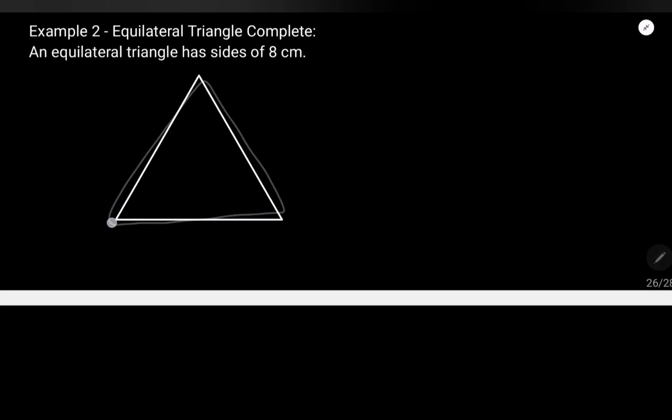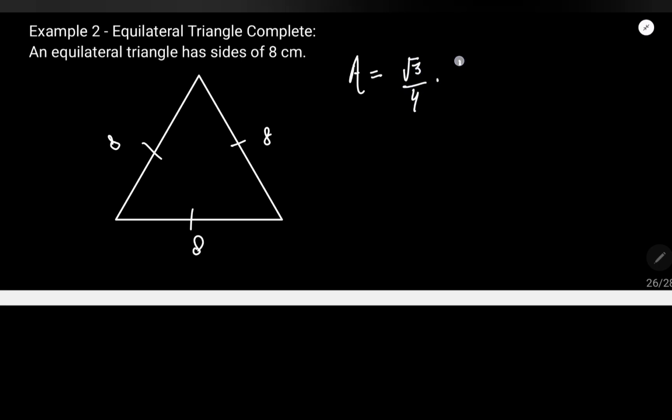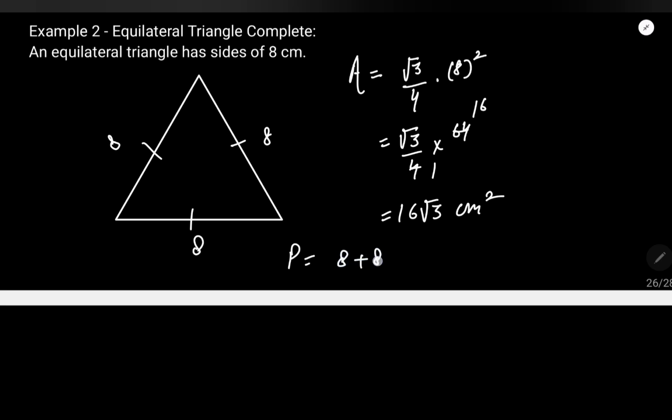Okay. After this you have an equilateral triangle with sides of 8 centimeter. Equilateral means all sides equal. 8, 8, 8. This is 8, this is 8, this is 8. Right? So area is, do you remember the formula for area of equilateral? Under root 3 by 4 times side square. 8 square. Right? That means under root 3 by 4 times 64. And when you solve it, what will you get? 16. That is 16 under root 3 centimeter square. This is area. And what is perimeter? Perimeter is equal to 8 plus 8 plus 8.